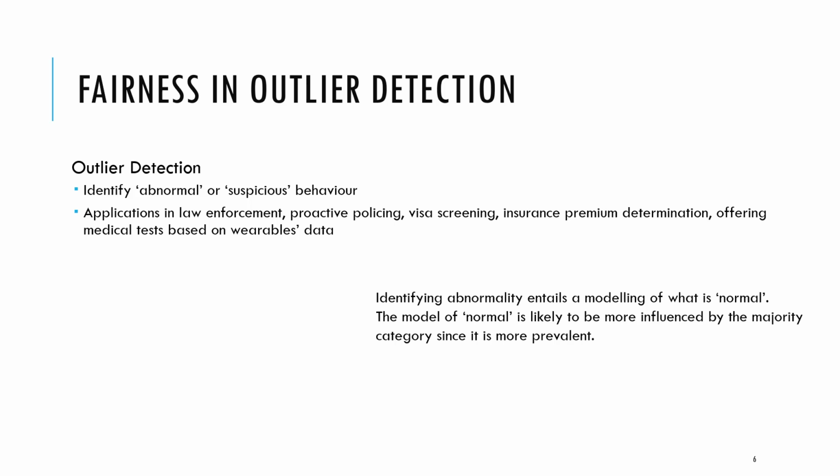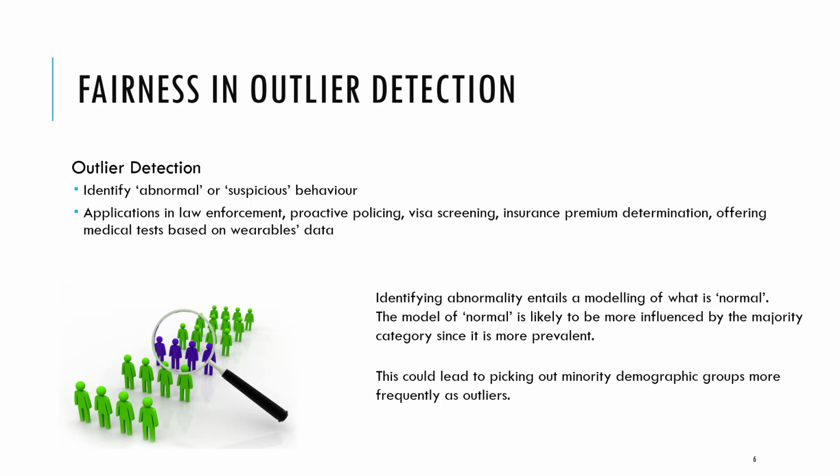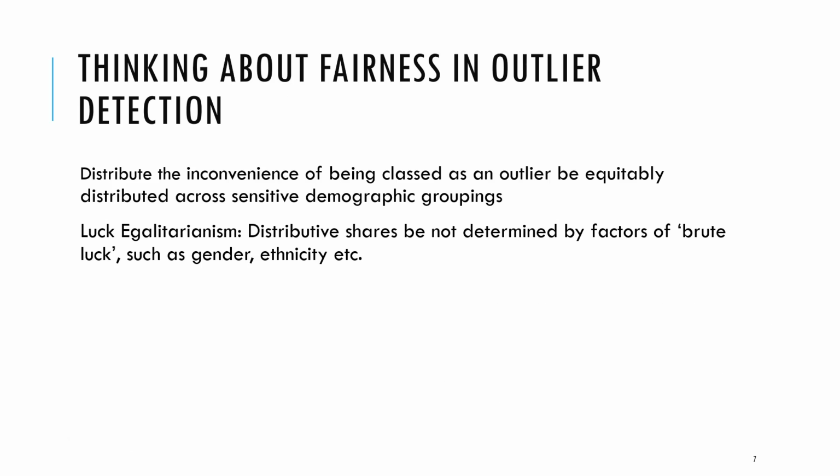So when you want to identify what is abnormal, it automatically often entails a modeling of what is normal. And the model of normal is likely to be more influenced by the majority category since it is more prevalent. So when you use big data algorithms and anomaly detection algorithms, outlier detection algorithms, etc., it could lead to picking out minority demographic groups more frequently as outliers. And that is where you have the discrimination angle and the fairness angle to it.